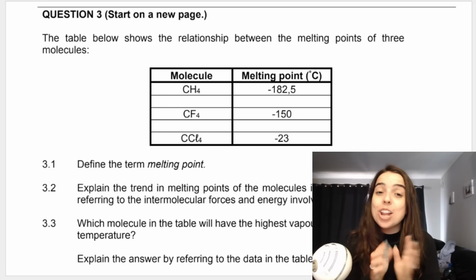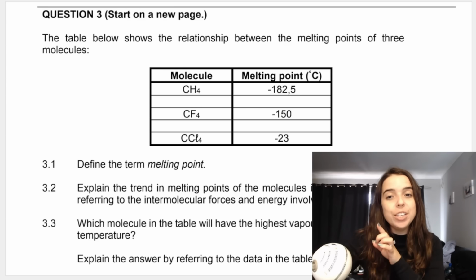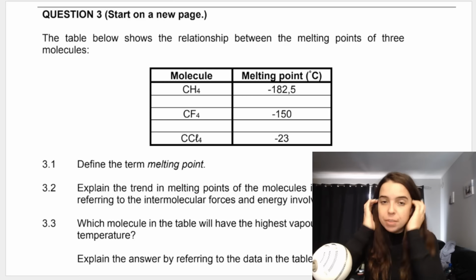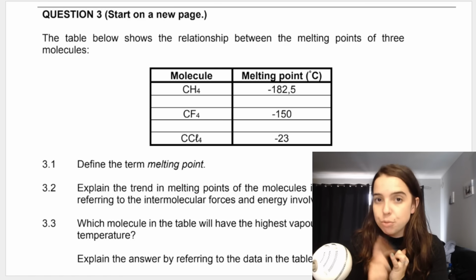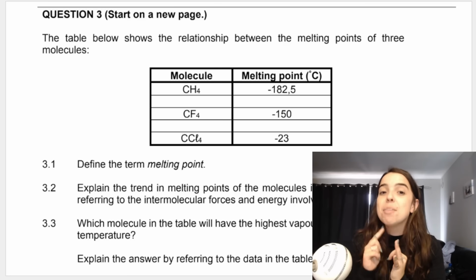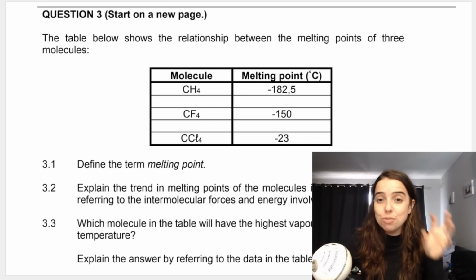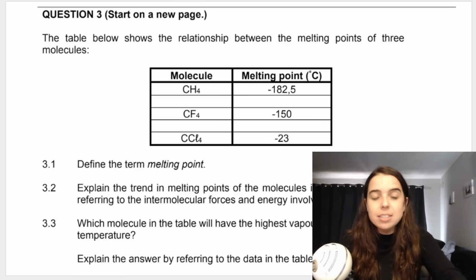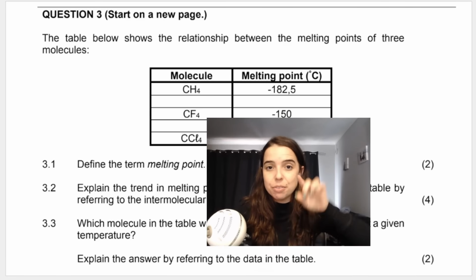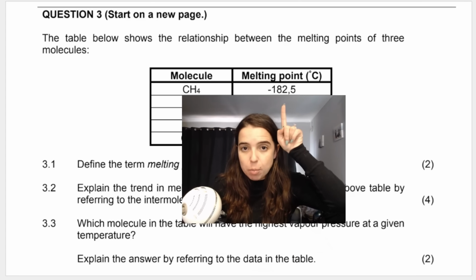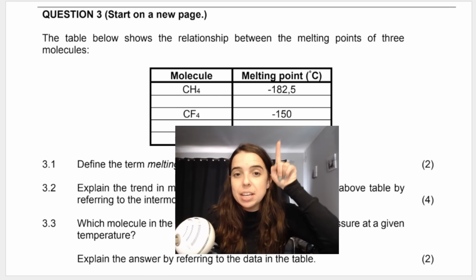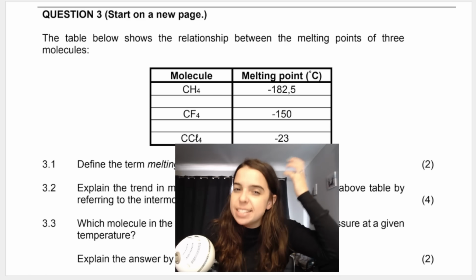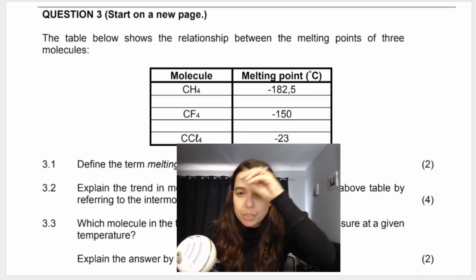Okay, over here we've got a longer question. We've got molecules and their melting points in a table. First thing that you need to know, the stronger the intermolecular forces, the higher the melting point. And now don't get confused. Remember, higher melting point means less negative. So this is the lowest melting point because it's the most negative. This is the highest melting point because it's the least negative, if that makes sense. Think of a number line.